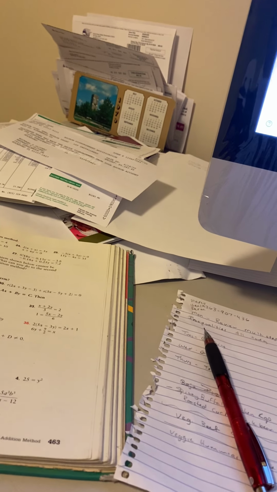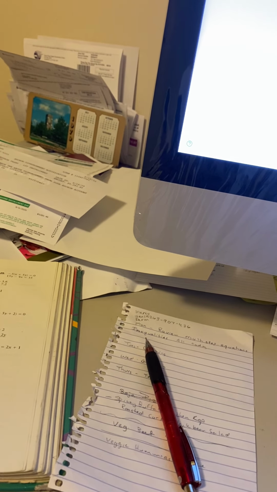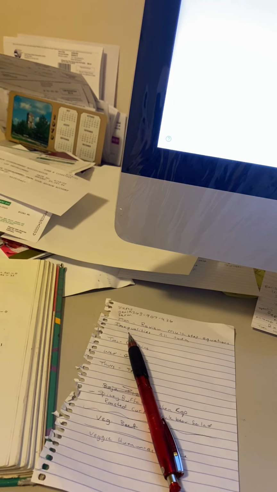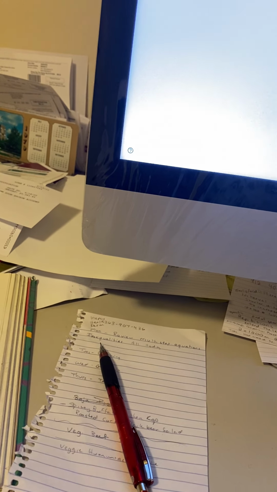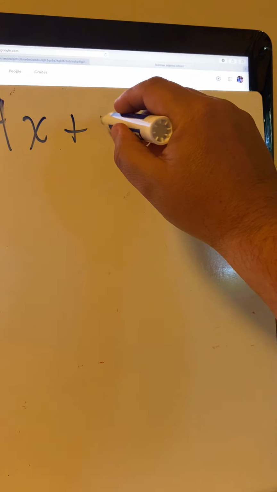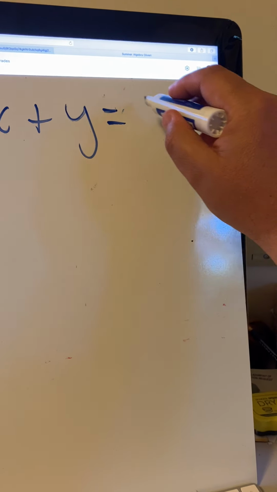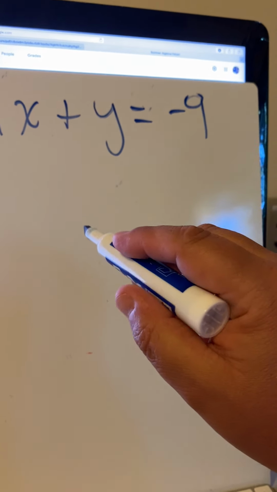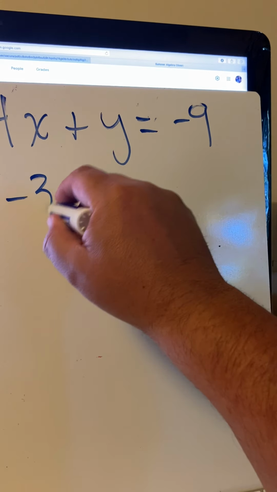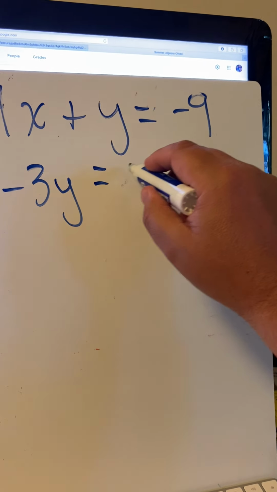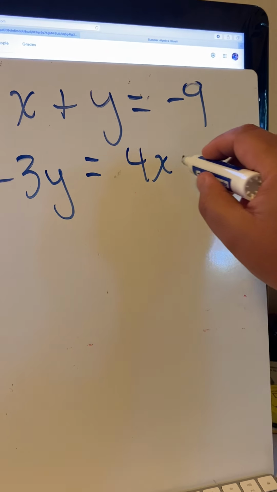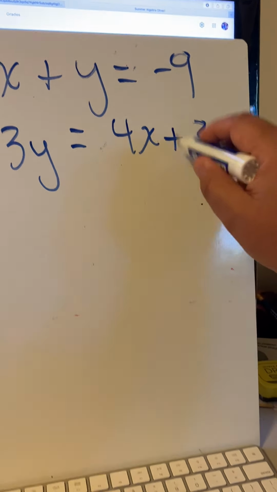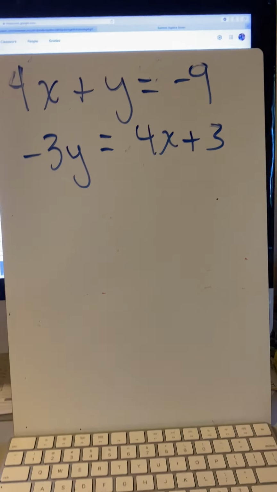Sorry about putting you in the dark there. It's always safe just to convert the problem that you've got into standard form. Okay, always easiest to convert it into standard form. What do I mean by that? Let's say I've got 4x plus y is equal to negative 9. I'm copying this one off of a board. And then I've got negative 3y is equal to 4x plus 3. It is not lined up nice and neat in this problem.